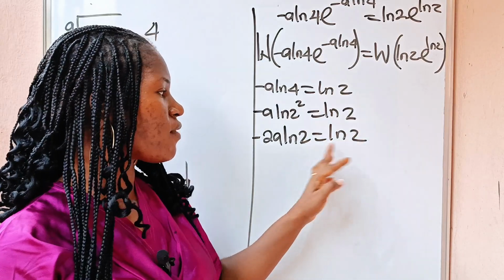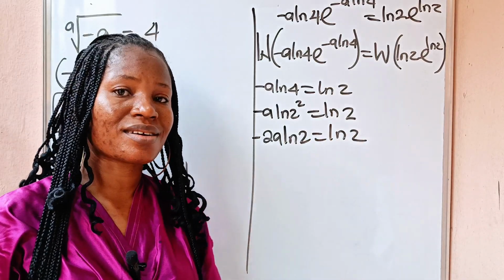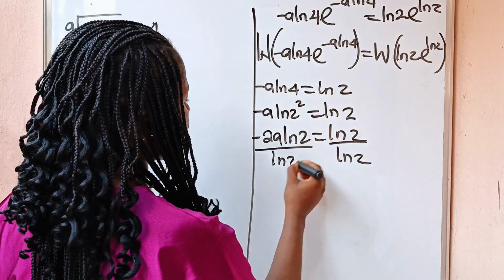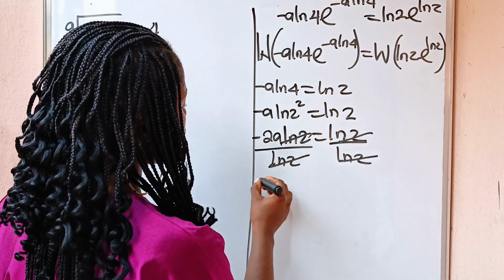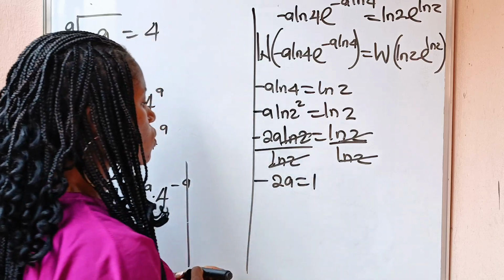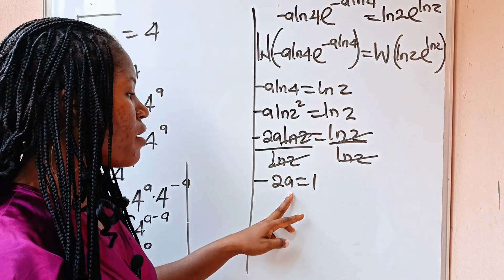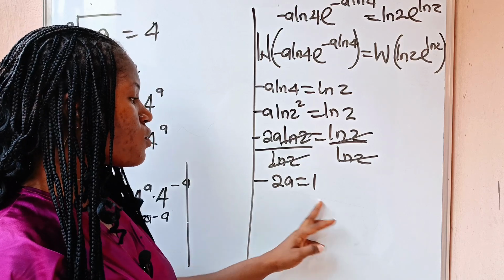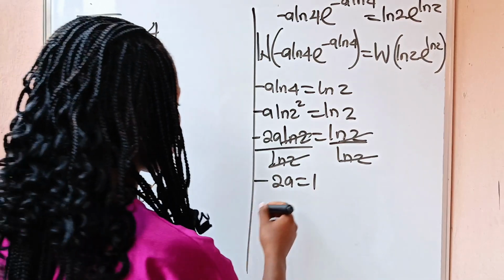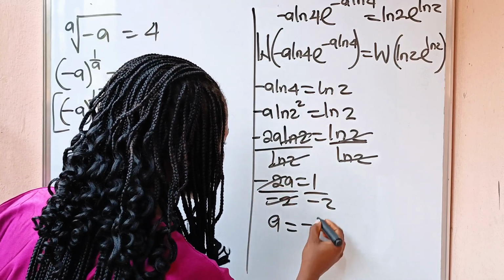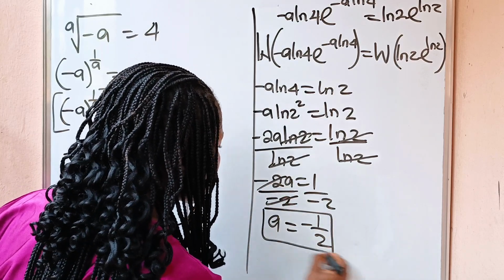Now we can see we have ln 2 here and we have ln 2 here. We can easily cancel out. So let's divide both sides by ln 2. Okay, so this we cancel, this we cancel. So we have minus 2a is equal to 1. Now at this point, recall that we are looking for the value of a. So to get the value of a, we need to divide both sides of this equation by minus 2. And we have that a is equal to minus 1 over 2. So this is the value of a.